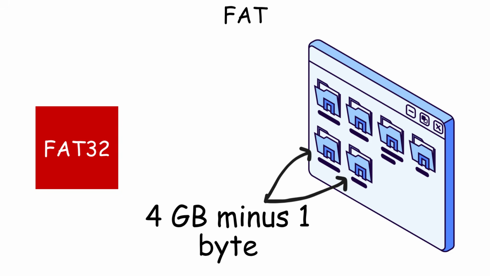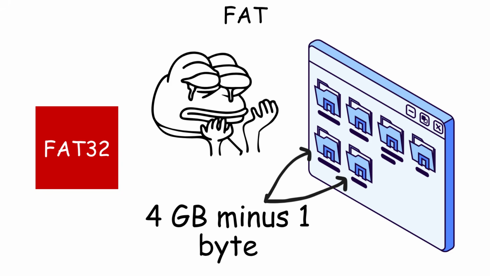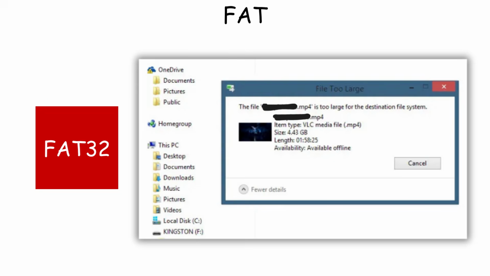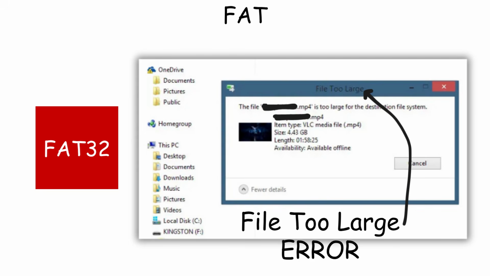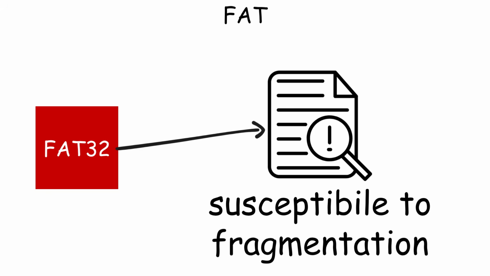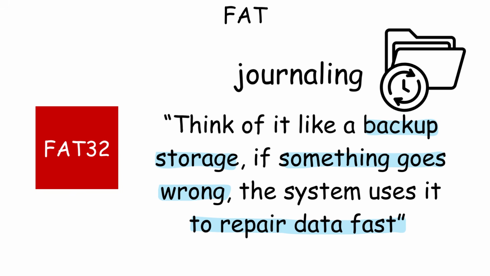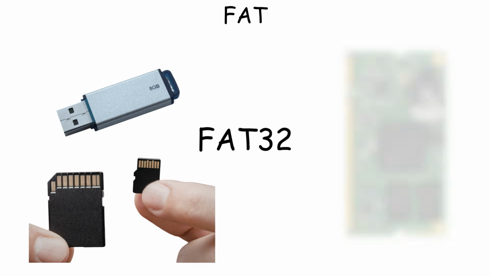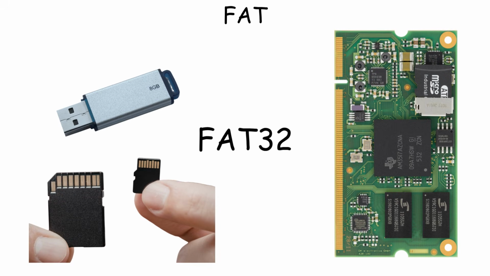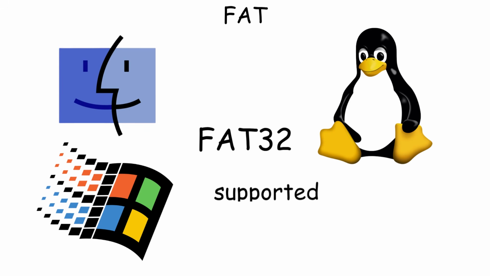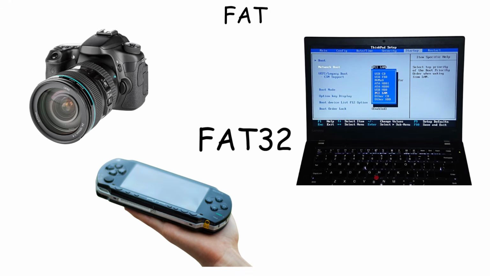In practical use, this limitation is often noticeable. For example, attempting to copy a file larger than 4 gigabytes, such as a high-resolution video, onto a FAT32 drive will fail, even if sufficient space is available. Additionally, FAT32 is prone to fragmentation and lacks modern features like journaling, which can impact performance and reliability over time. Despite these limitations, FAT32 remains widely used, especially for USB drives, memory cards, and embedded systems. The main reason is compatibility. FAT-based file systems are supported by nearly all operating systems and devices, including cameras, game consoles, and firmware-level environments.